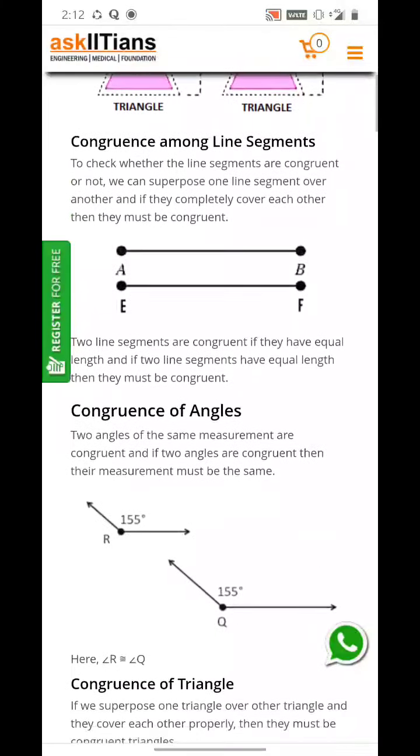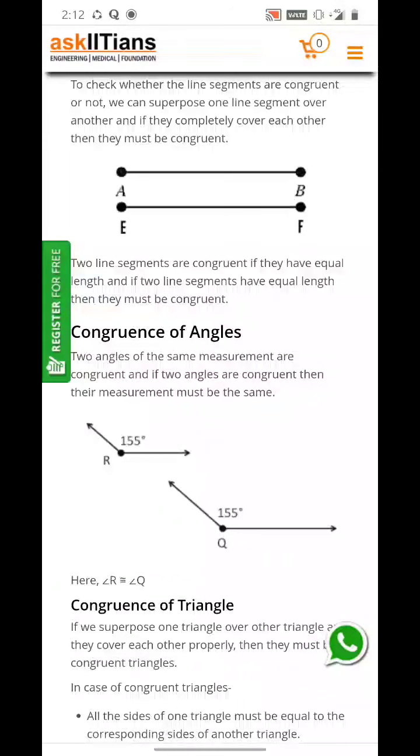Then comes congruence of angles. An angle is formed when two rays extend from a common point, the vertex. That means it must have two arms. So when we say that two angles are congruent, the length of the arms does not matter, but you have to note whether their measures are equal.